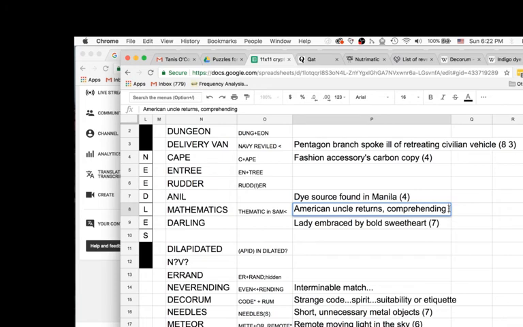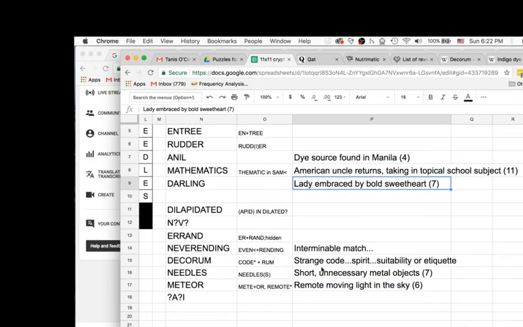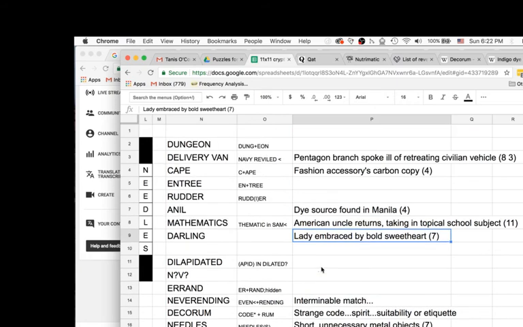American Uncle returns. Comprehending or taking in topical subject. Taking in topical school subject. All right, now I'm halfway through. Cool. I might be able to get this done in 3 hours after all.